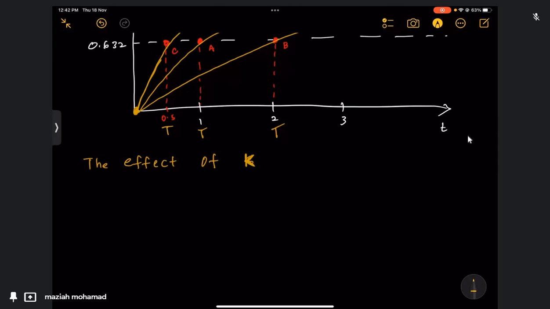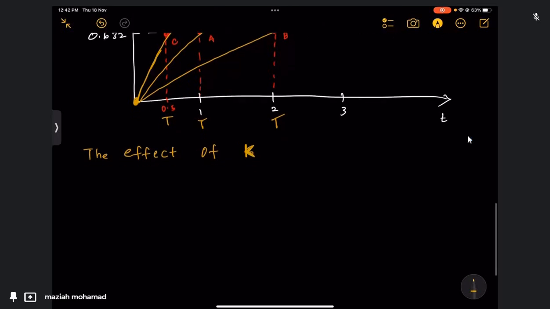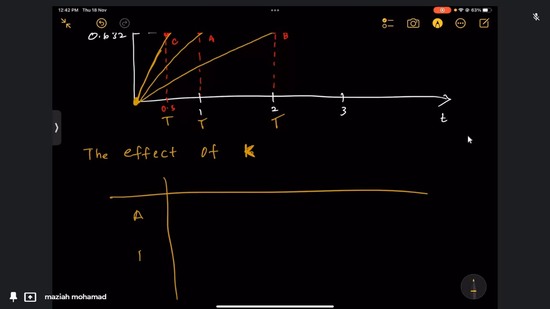Static gain. Alright, so let's do the same. Let's have a table there: A, B, C. Okay, we have the transfer function. Then let's determine the K and T, and then let's determine Y steady state.